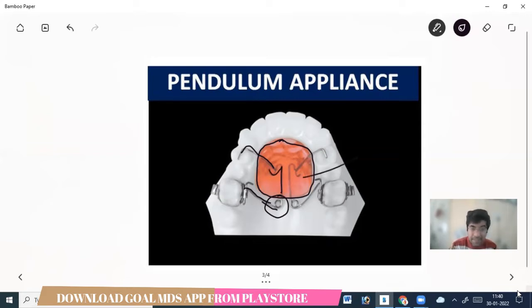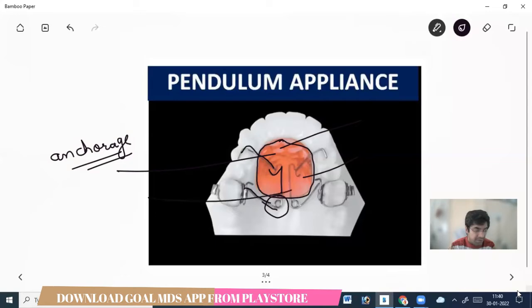Now, what is the use of this Nance anchorage? So it has a large Nance acrylic button in the palate. Its purpose is for anchorage. What is the use of the TMA spring? Well, that spring will deliver light continuous force to the palatal aspect of the maxillary first molar.